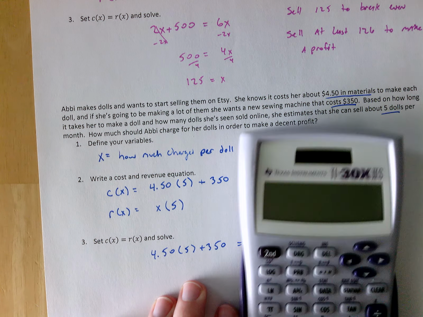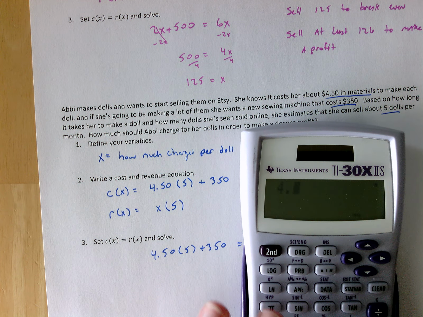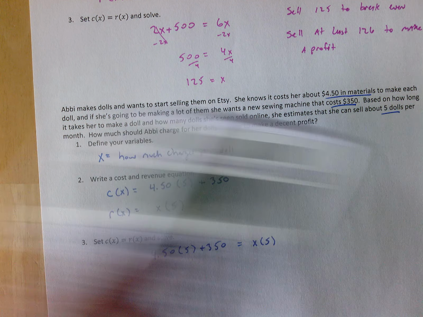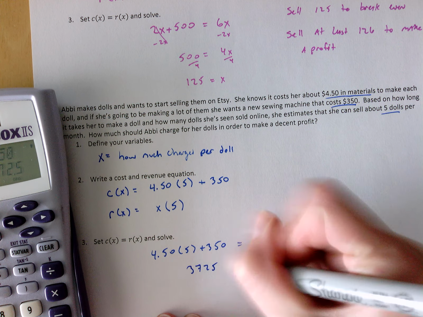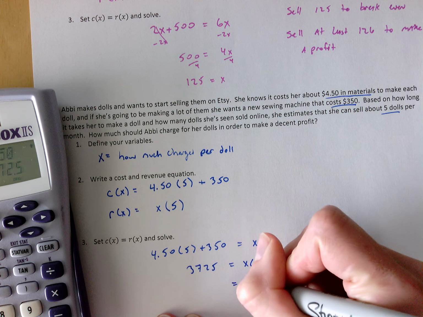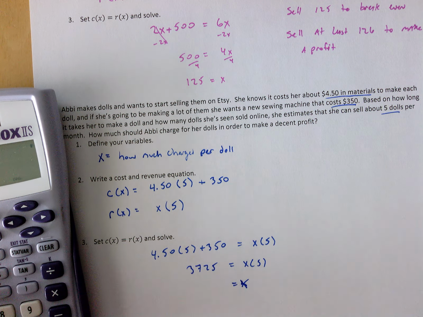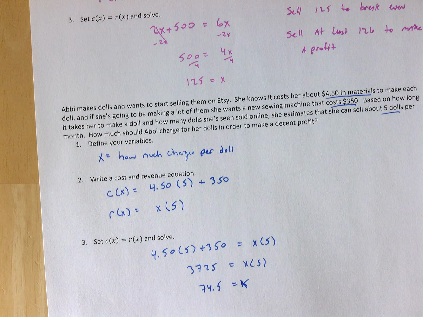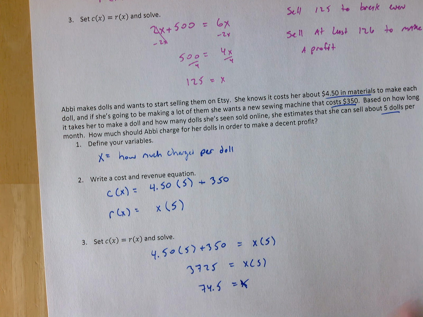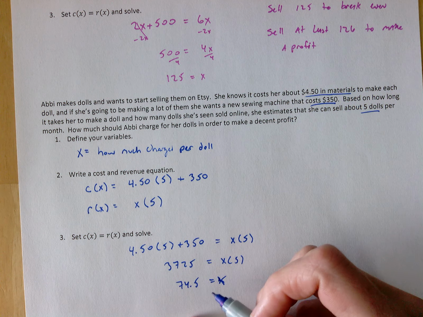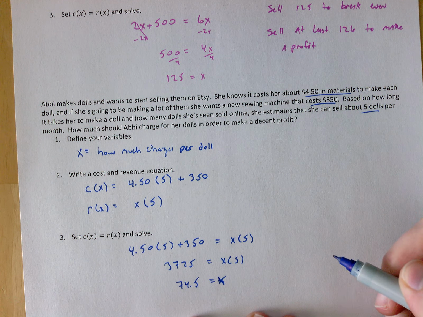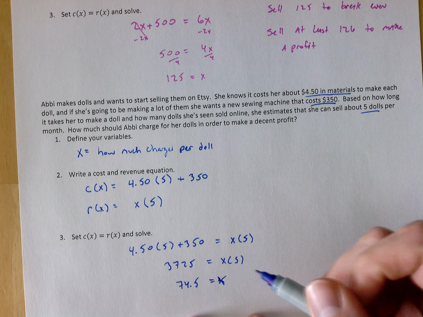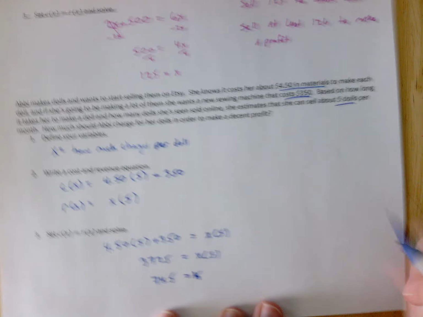So this stuff here, that's all just going to get thrown into a calculator. It's all just numbers. So 4.50 times 5 plus 3.50, that is 37.25 equals X times 5. So I'm going to divide both sides by 5, and that works out to 7.45. Okay, so what does that mean? Well, she's not going to sell 74 and a half dolls. That's dumb, right? So she's going to have to sell at least 75 dolls to make a profit, right? This is one of those instances where you're going to round up kind of no matter what, right? Because you can't make only part of a doll, okay?